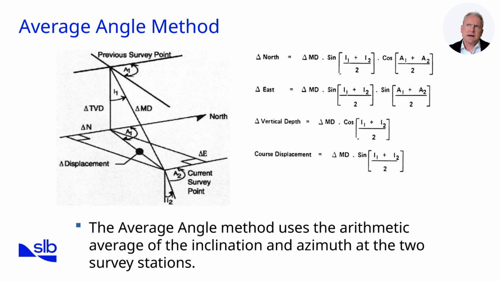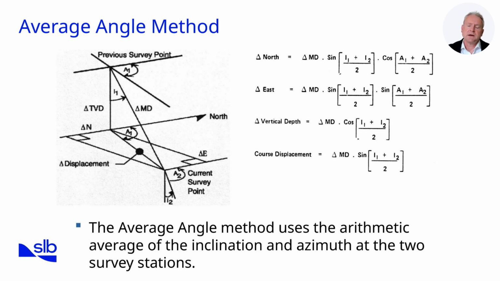Now let's focus on the average angle method, one of the foundational approaches used in wellbore trajectory calculations. In directional drilling, accurately calculating the 3D position of the wellbore is essential for several reasons: hitting the reservoir target, avoiding collision with adjacent wells, and ensuring proper well spacing for production optimization. The average angle method offers a relatively simple yet effective way to estimate wellbore position between 2 survey points.